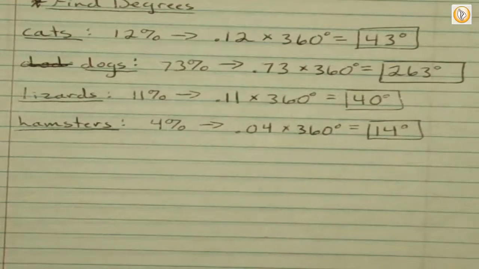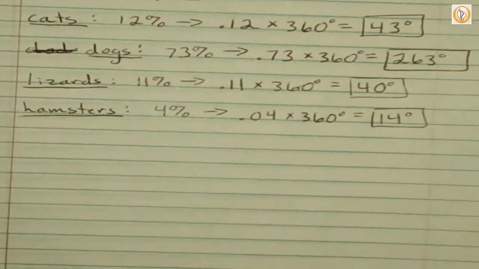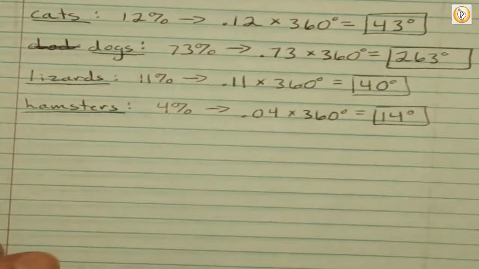Why didn't we just leave it like that over here? Because we got to figure out how big the pie piece looks like. And I'm about to show you that. Let me show you, because I'm about to draw my circle, and then it'll all make sense. Dog would be.